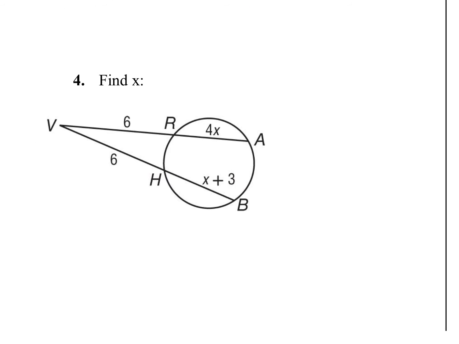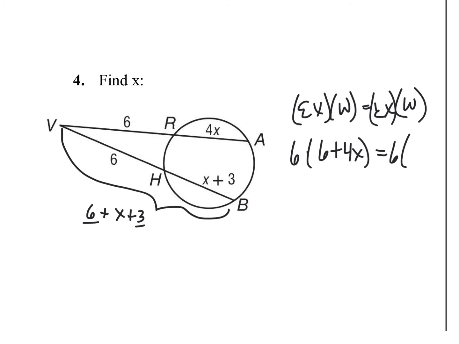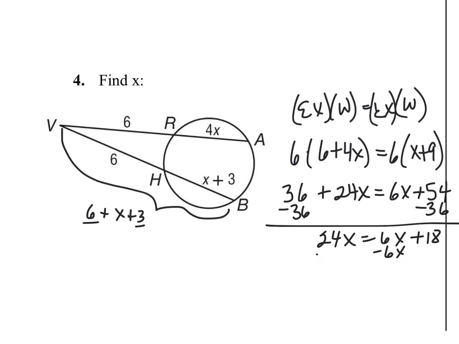All right, the exterior times whole equals exterior times the whole. So we have 6 times 6 plus 4x equals 6 times, when I add these together, I get x plus 9. And then just solve for x. And x equals 1.